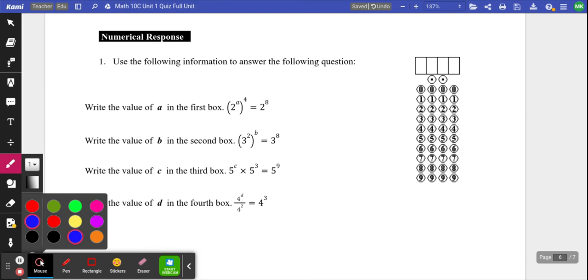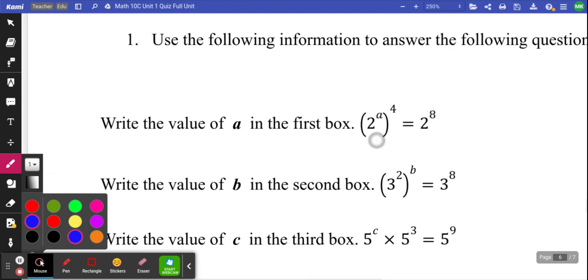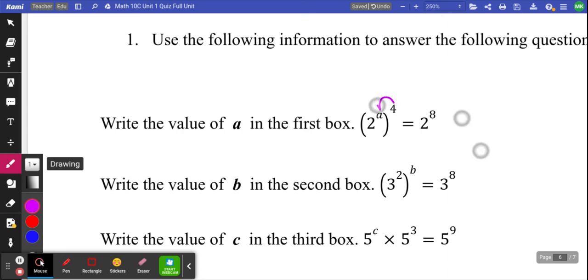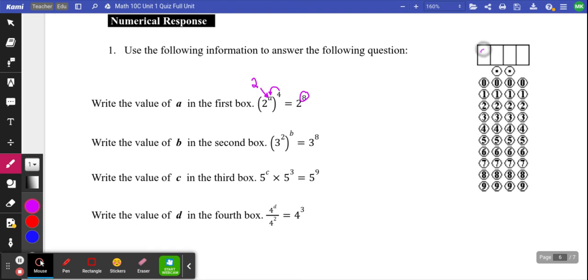All right, numeric response. Use the following information to answer the following questions. Write the value of A in the first box, B in the second box, C third box, D fourth box. Okay, look at this. You have to decide what value of A goes there to make this true. Well, we know that when you have an exponent with an exponent, you multiply. So 4 times something became 8. The number that must have been there is 2, because 4 times 2 becomes 8. So the first box is 2.